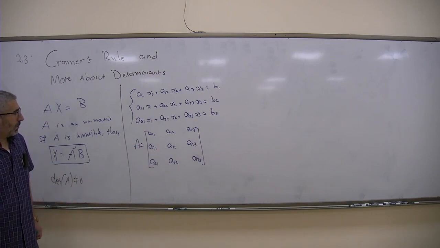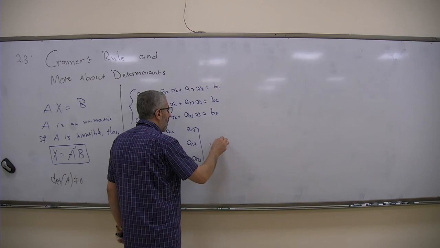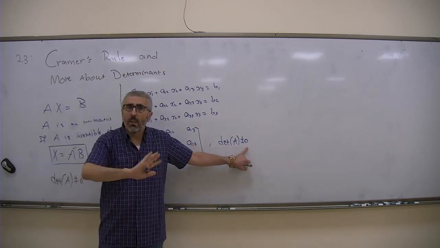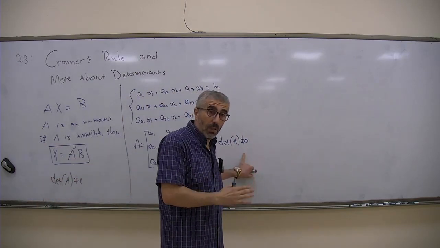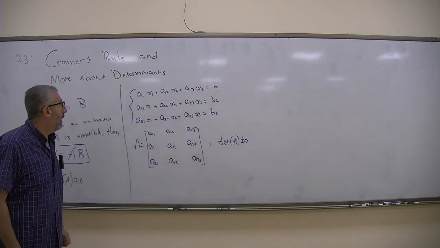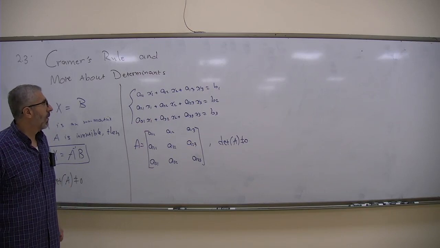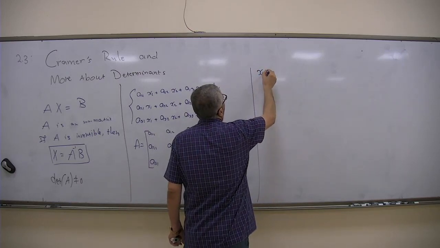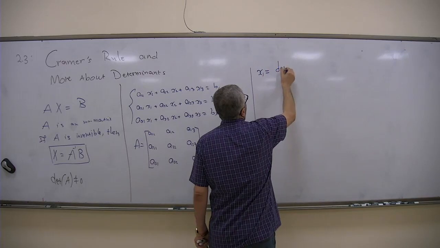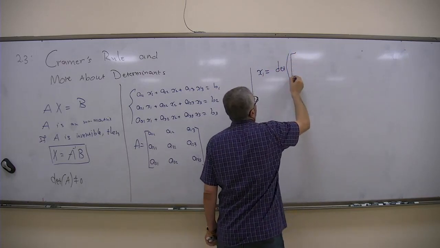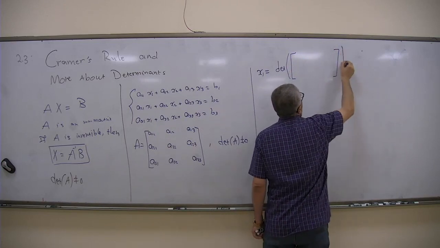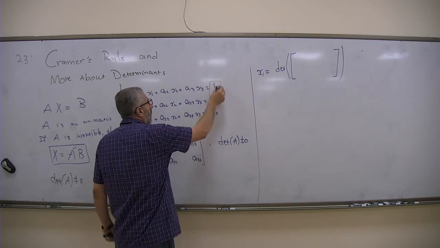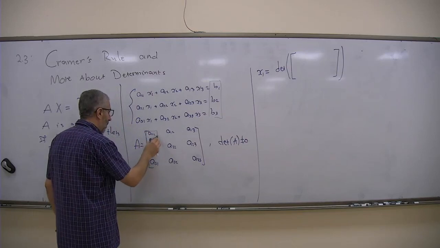So for Cramer's rule, we are assuming determinant of A is not 0. If determinant of A is 0, Cramer's rule, or the method that I'm going to talk about now, does not work. It tells you the following. x1 is going to be the determinant of this matrix, where you write this column in place of this column.